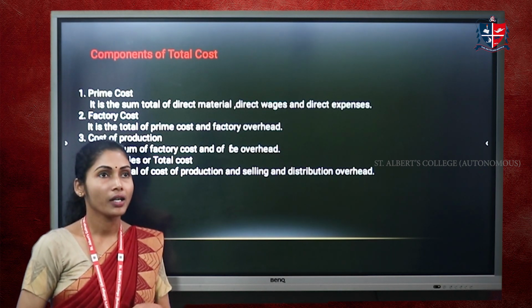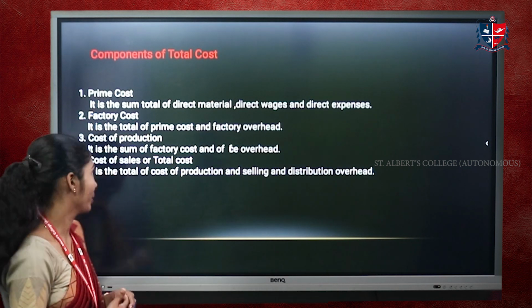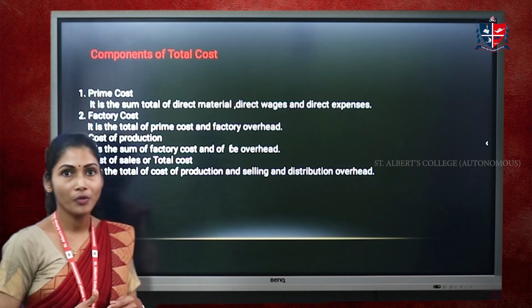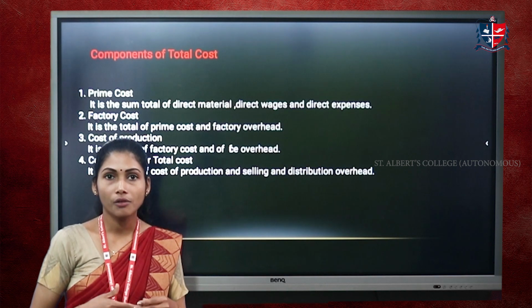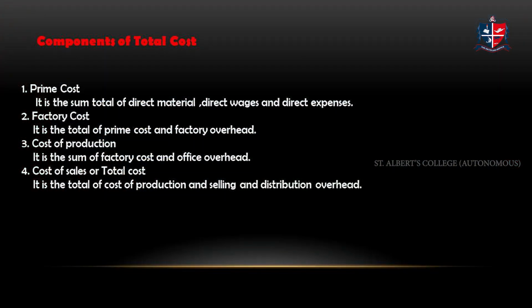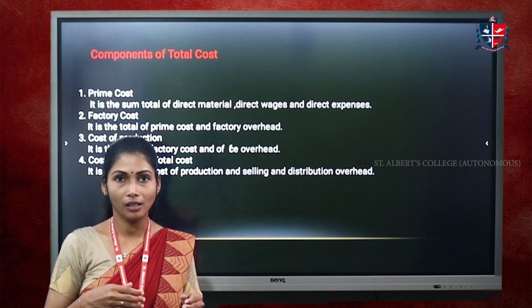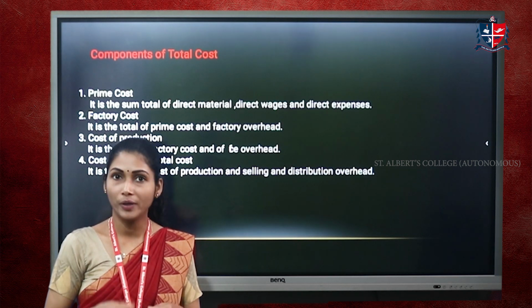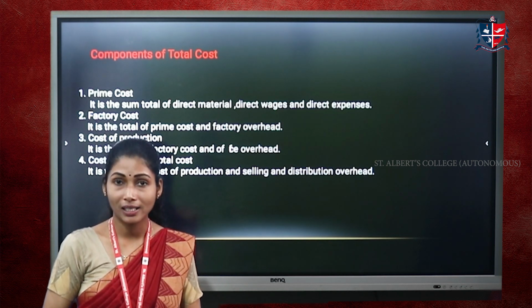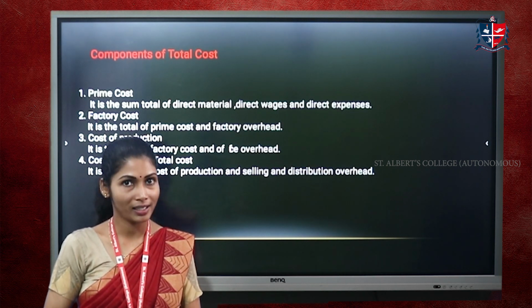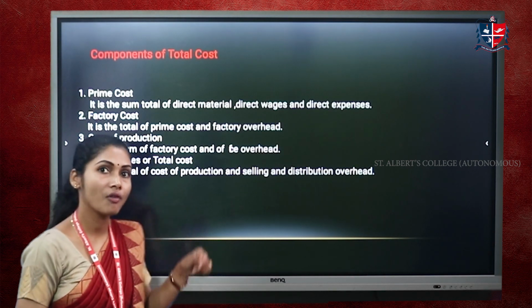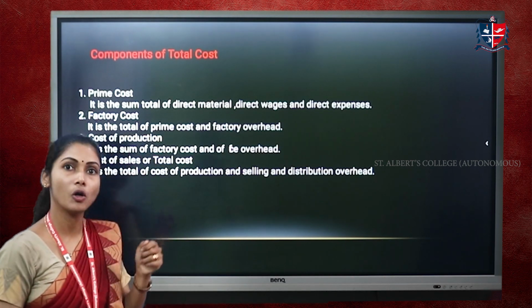Then the last component is total cost, or cost of sales. Cost of sales is the sum total of cost of production and selling and distribution overhead. Sales expenses means sales related expenses such as advertising, salesman's commission, etc. They come under this category. So these 4 components are related to total cost.